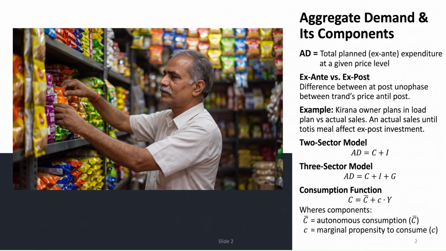Now, pay close attention to the two terms on your screen. Ex-ante versus ex-post. Ex-ante means planned or intended. Ex-post means actual or realized. To make this crystal clear, let's look at Ramesh, who runs the Kirana store in your neighborhood. Before Diwali, Ramesh ji expects steady sales and plans to keep 50,000 worth of stock on his shelves at the end of the month as a safety buffer. That planned amount is his ex-ante investment.